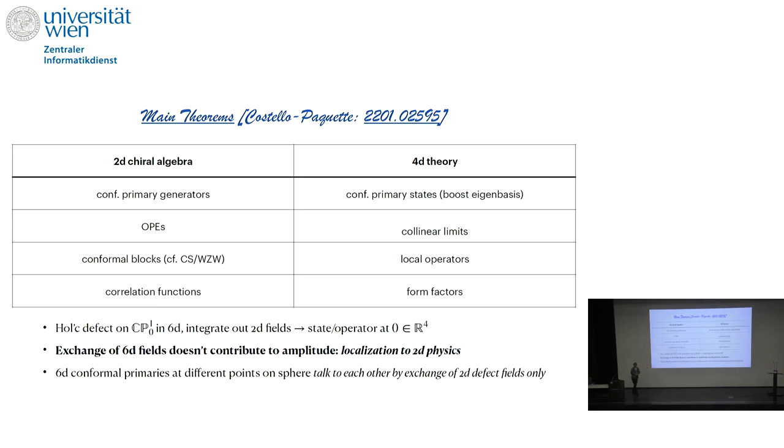And I know I'm out of time, so this is my conclusion slide. The main theorems that we proved, to sum up, are that there's a correspondence between our 2D chiral algebra and our 4D theory, with conformal primary generators mapping to conformal primary states, conformal blocks to local operators, and ultimately correlation functions to form factors.